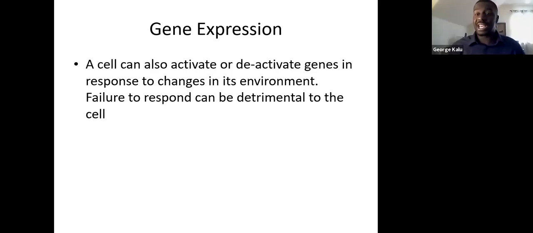If your skin cells were not able to produce melanin in order to protect yourself from the sun, you could potentially get skin cancer, or you can end up getting sunburns and things like that. And again, that's going to be due to either not being able to produce melanin fast enough or not being able to produce it at all in response to a change in your environment. So you have to be able to activate or deactivate different genes depending on the environment that you're put in.